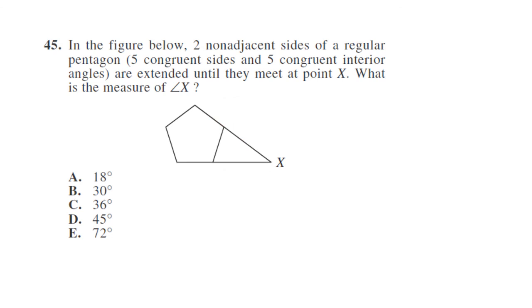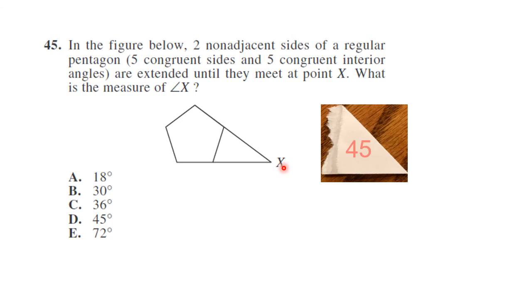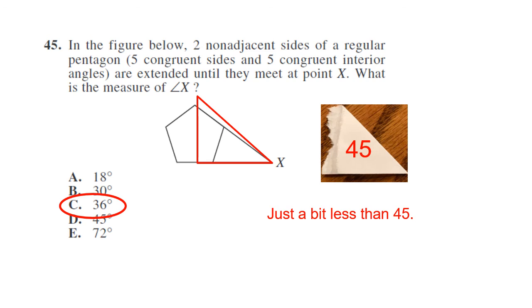For question 45, what is the measure of angle X? So again, we're going to use our 45-degree piece. We're going to lay it right here. We're going to see that's just slightly less than 45. Not by much, but just a little bit. So we're going to say that's probably C. And again, not perfect, but it gets you what's most likely the correct answer, and it is the correct answer, C.